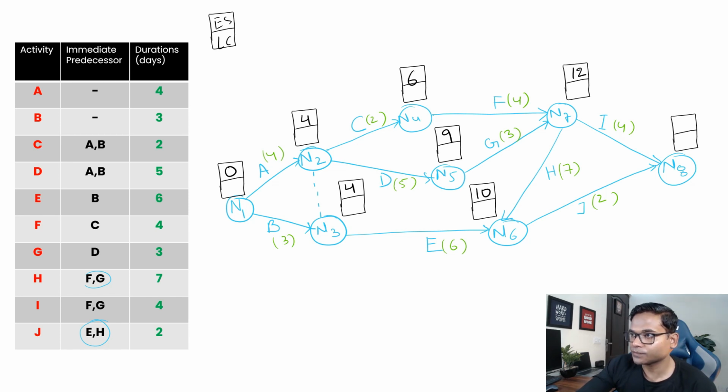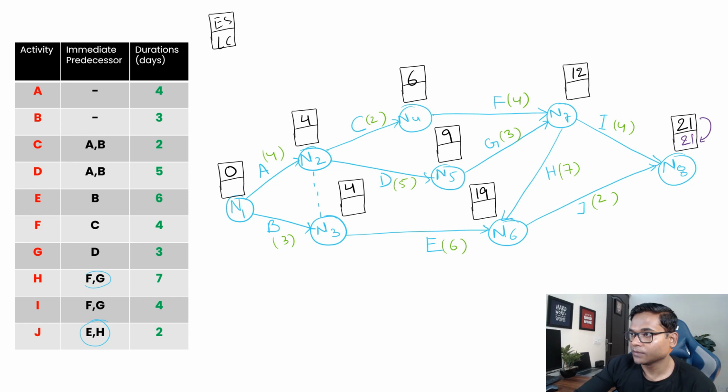Now 12 plus 7 is 19 if we follow this path, right? But if we follow the other path, it was coming as 10, so obviously it will be 19, not 10. Then we move on: 19 plus 2 is 21. If we go from this part, 12 plus 4 is 16, so 21 is higher, so we'll take 21, right? Now we'll follow the reverse.